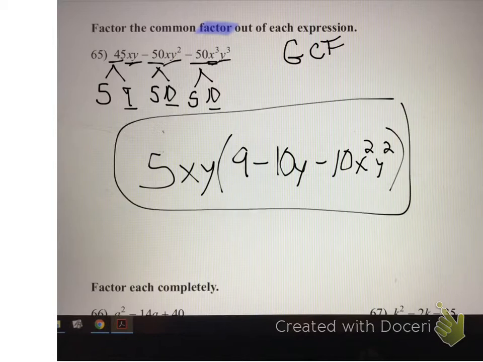Remember, you can always check your answer with factoring by distributing it through. 5xy times 9 is 45xy. 5xy times 10y is 50xy squared. And 5xy times 10x squared y squared is 50x cubed y cubed.